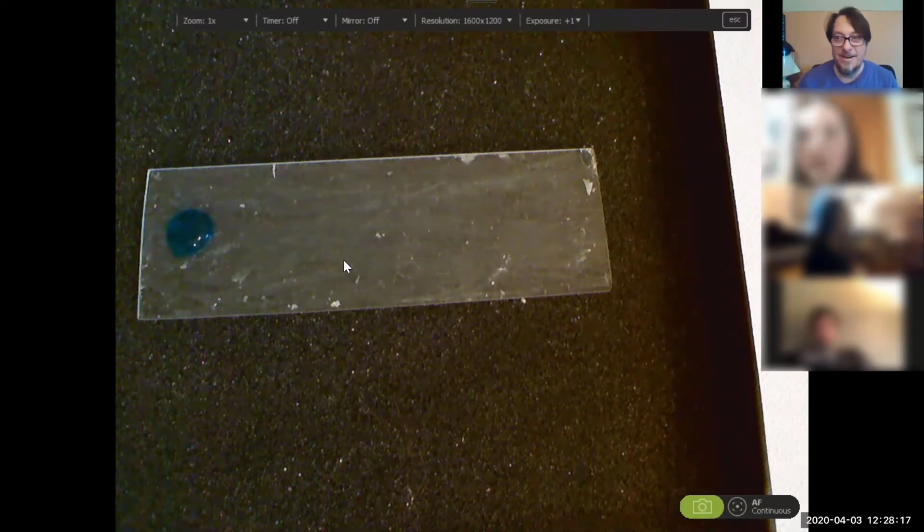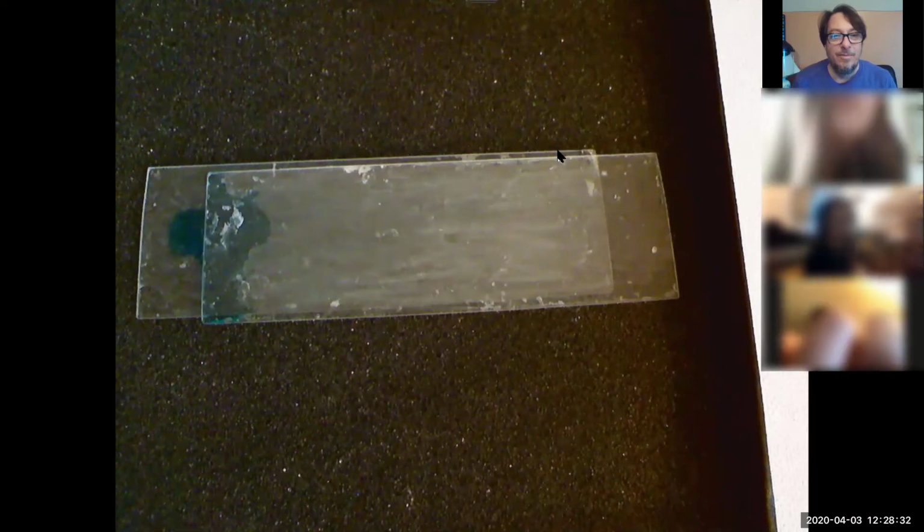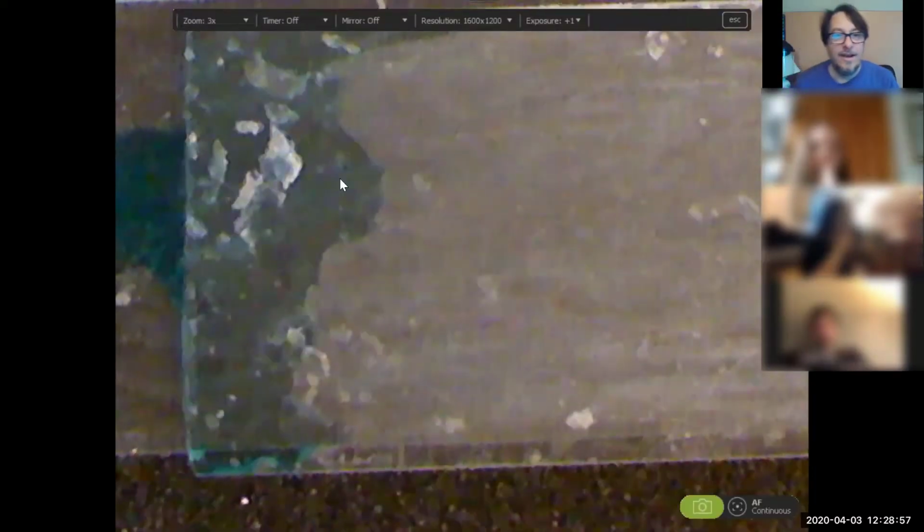I have a prediction that the water will stay where it is. Stay where it is? Okay, let's give it a shot. So here we go. We have the other slide on there. Oop, I just slapped it right down on top. And so it did squish some into there, but I think we can see here that the water is staying put. It's just sitting there.